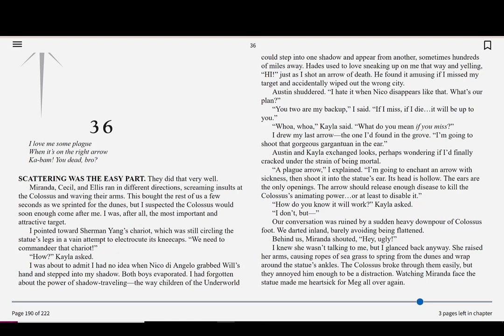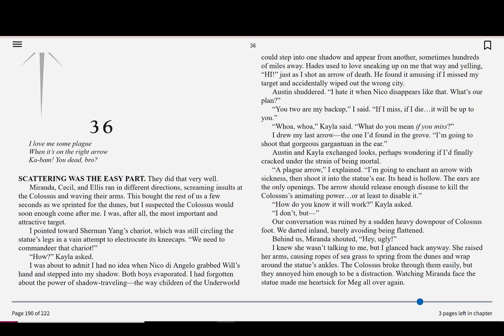Scattering was the easy part. They did that very well. Miranda, Cecil, and Ellis ran in different directions, screaming insults at the Colossus and waving their arms. This bought the rest of us a few seconds as we sprinted for the dunes, but I suspected the Colossus would soon enough come after me. I was, after all, the most important and attractive target. I pointed toward Sherman Yang's chariot, which was still circling the statue's legs in a vain attempt to electrocute its kneecaps. "We need to commandeer that chariot."